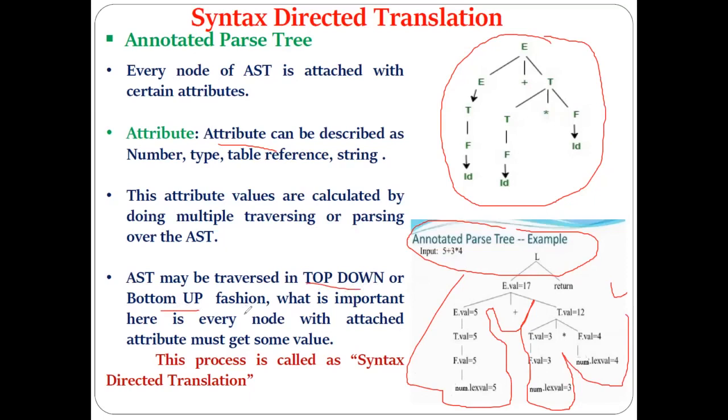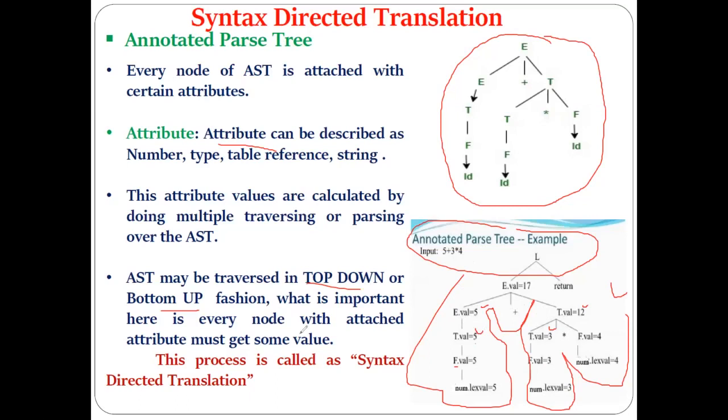Okay. So why do we need to do the traversing, why do we need to visit every node of this parse tree? So that every node of this parse tree must get some value. So this 5 is a value. Okay, this 3 is a value. This 12 is a value. Okay. How it comes, we will discuss further. Here you just keep in mind the annotated parse tree.